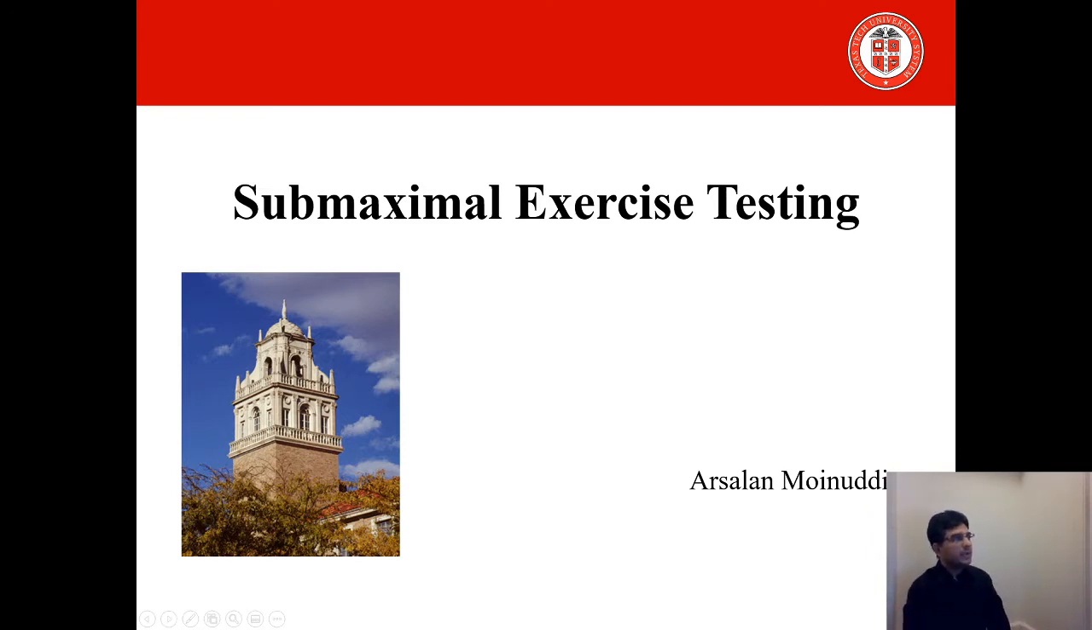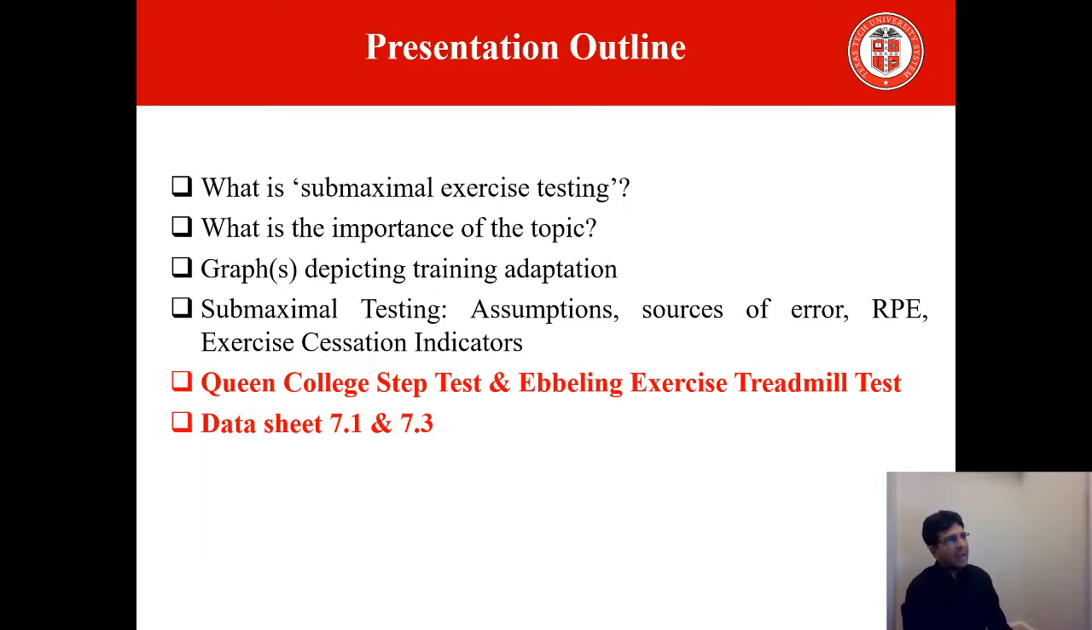Hello everyone again. Welcome to Lab 7 and today we are going to discuss submaximal exercise and testing. Now, as we have been discussing throughout, we'll talk about the presentation outline first.